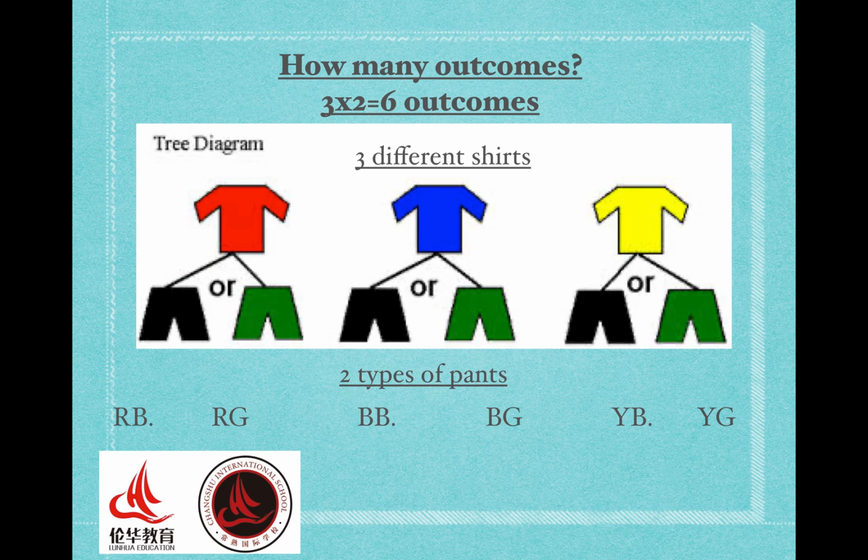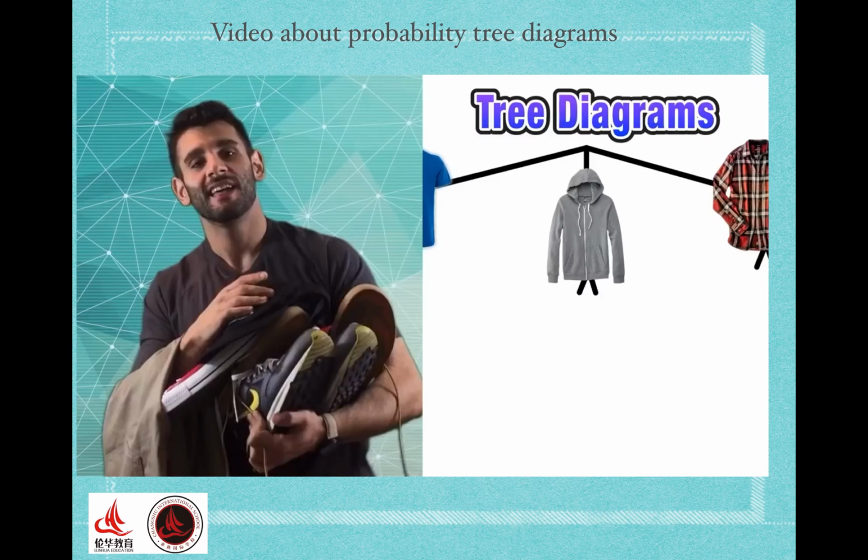Now another example. How many outcomes? So we have 3 different shirts and we have 2 different pants. We multiply 3 by 2 and we have 6 outcomes. We have red and black, red and green, blue and black, blue and green, yellow and black, and yellow and green. Now, if you want to stop and take your time and copy one of these diagrams so you can understand better, please do, okay?